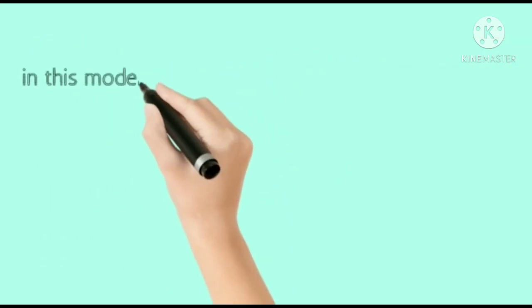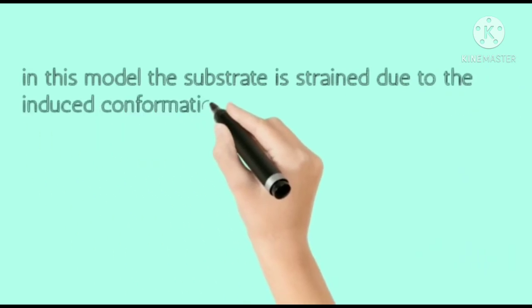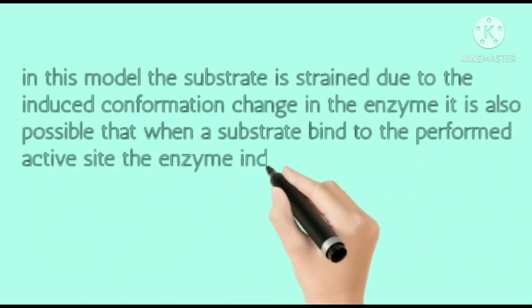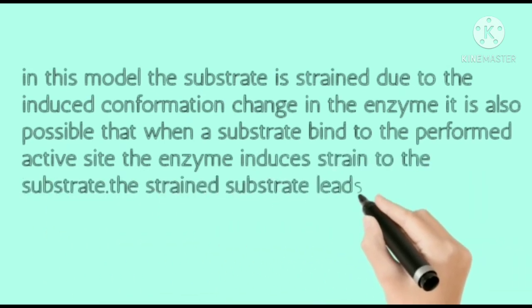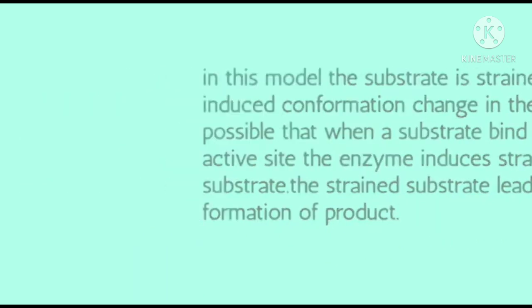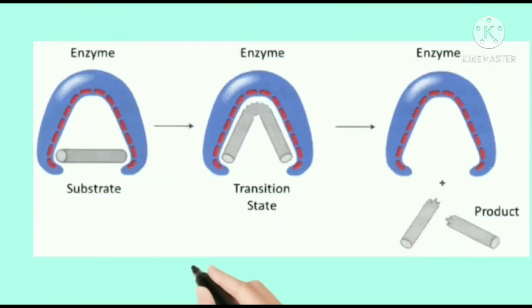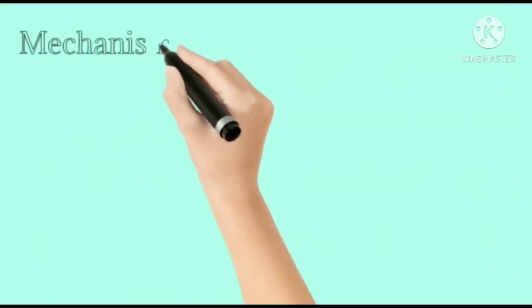In this model, the substrate is strained due to the induced conformation changes in the enzyme. It is possible that when a substrate binds to the preformed active site, the enzyme strains the substrate. Enzyme substrate, enzyme transition state, enzyme plus product.